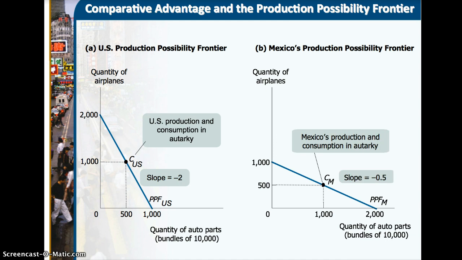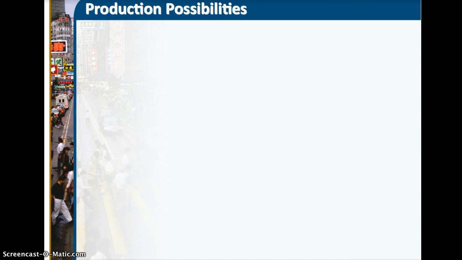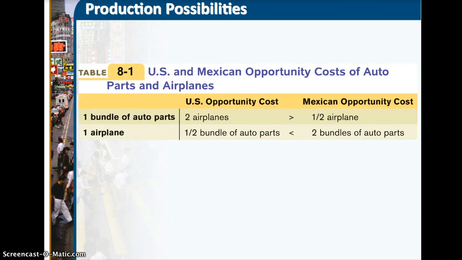We can also set up an opportunity cost table showing the same information from the production possibility frontiers. The U.S. opportunity cost for one bundle of auto parts is 2 airplanes, and the opportunity cost of one airplane is a half bundle of auto parts. The Mexican opportunity cost of one bundle of auto parts is a half an airplane, and the opportunity cost of one airplane is two bundles of auto parts.